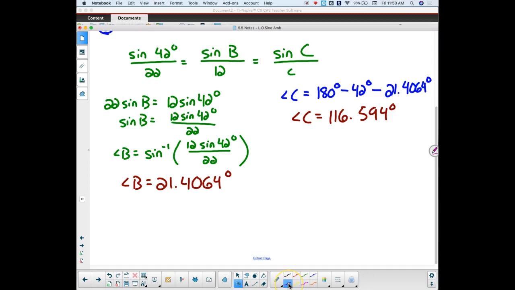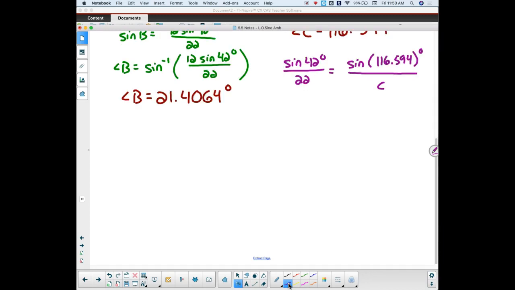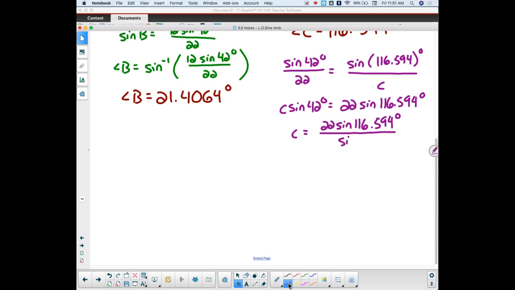That then allows me to say that the sine of 42 degrees all over 22 is equal to the sine of 116.594 degrees divided by side C. So C times the sine of 42 degrees is 22 times the sine of 116.594 degrees. So C is going to be 22 times the sine of 116.594 degrees divided by the sine of 42 degrees.